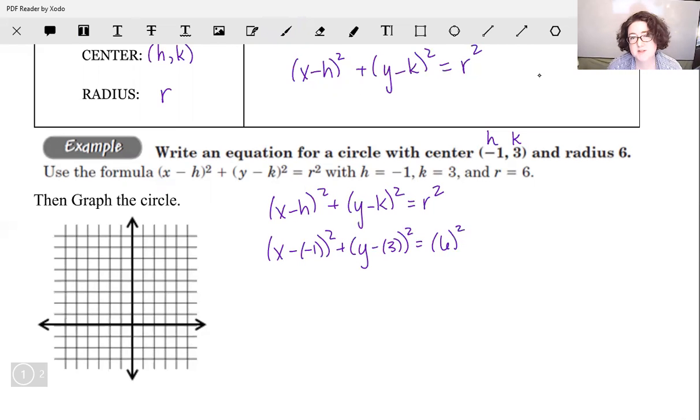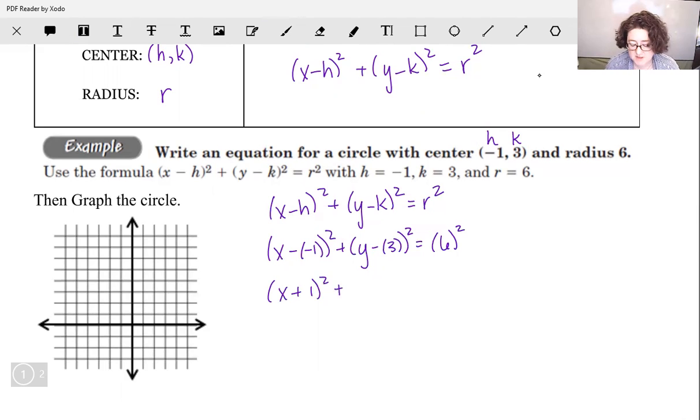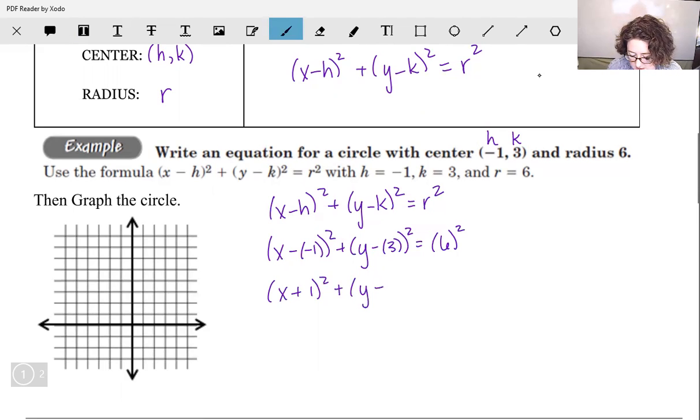In our first set of parentheses with the X, we have a minus a -1, which really simplifies out to a +1. No changes on the Y, we just had Y minus 3, so the parentheses that we used for substitution don't really mean anything, so we can take those out. And then 6 squared is 36. So that's the equation of our circle.